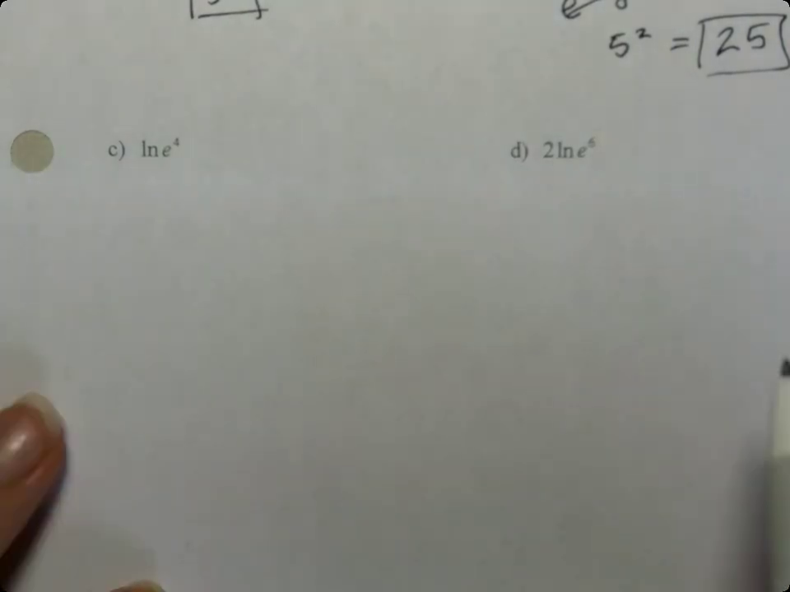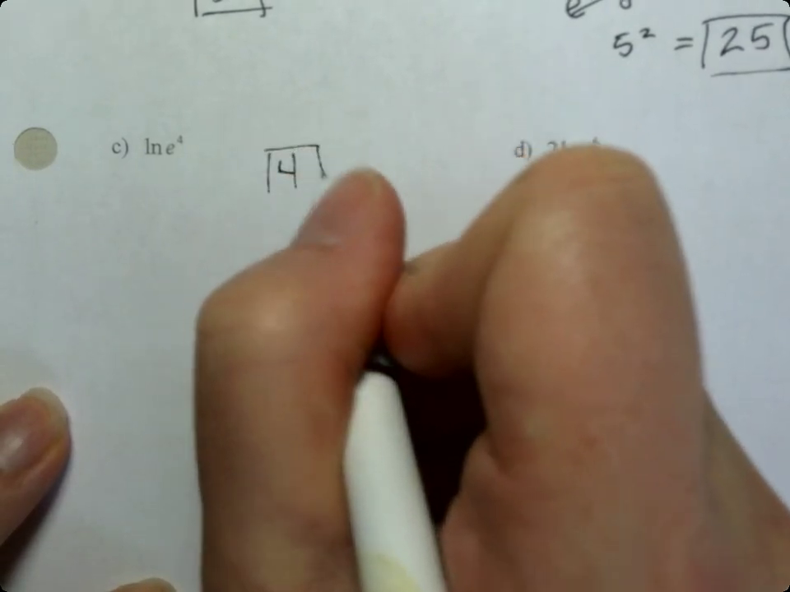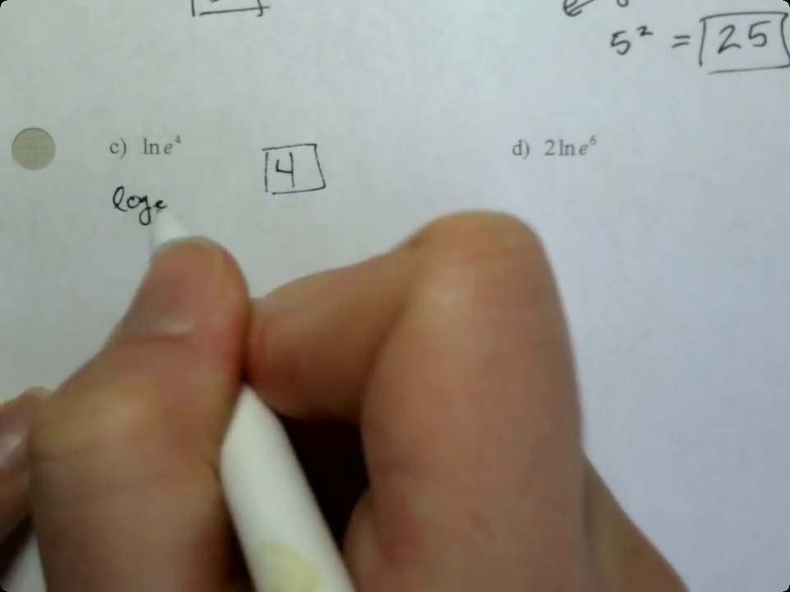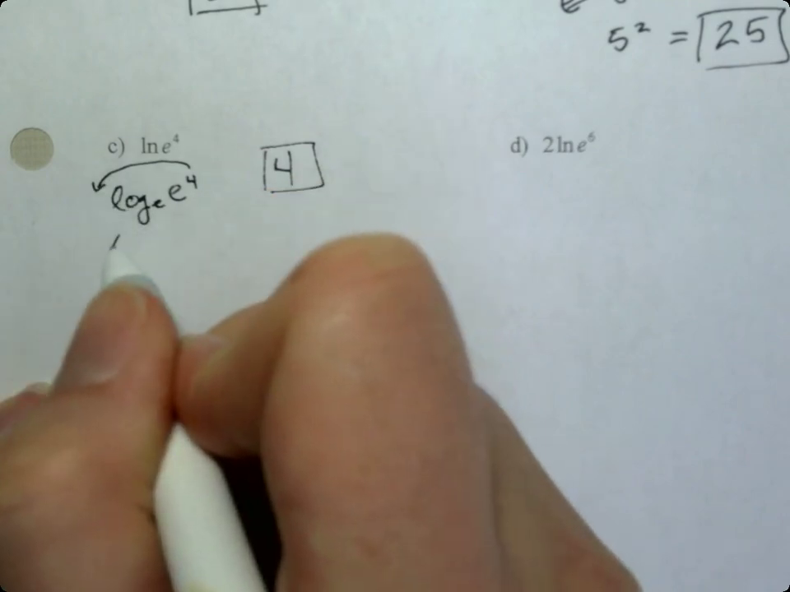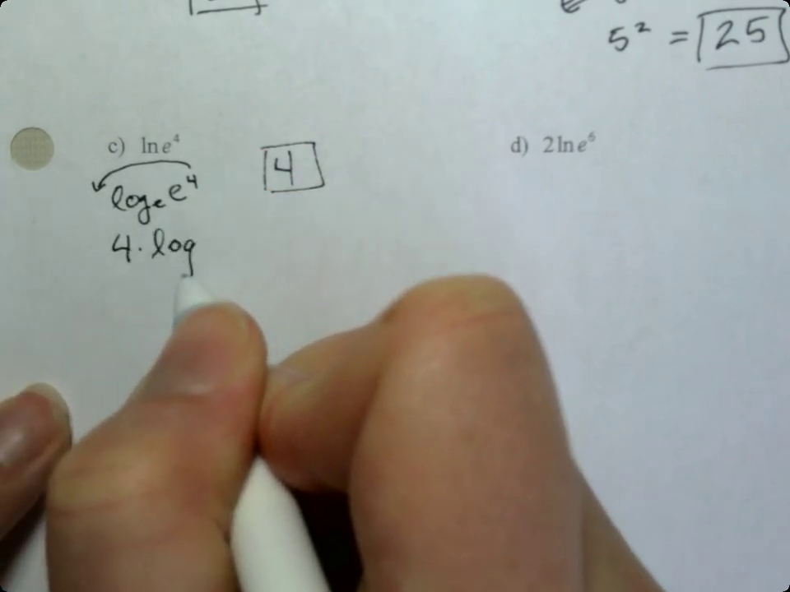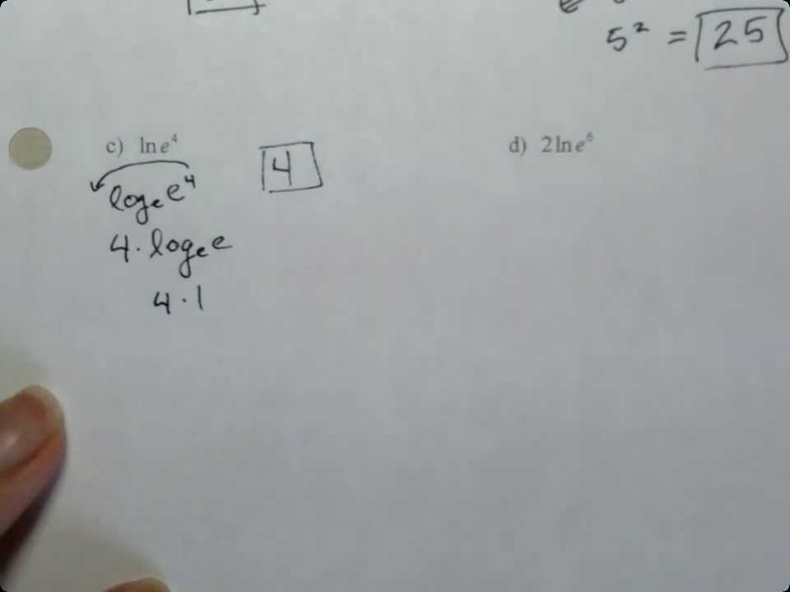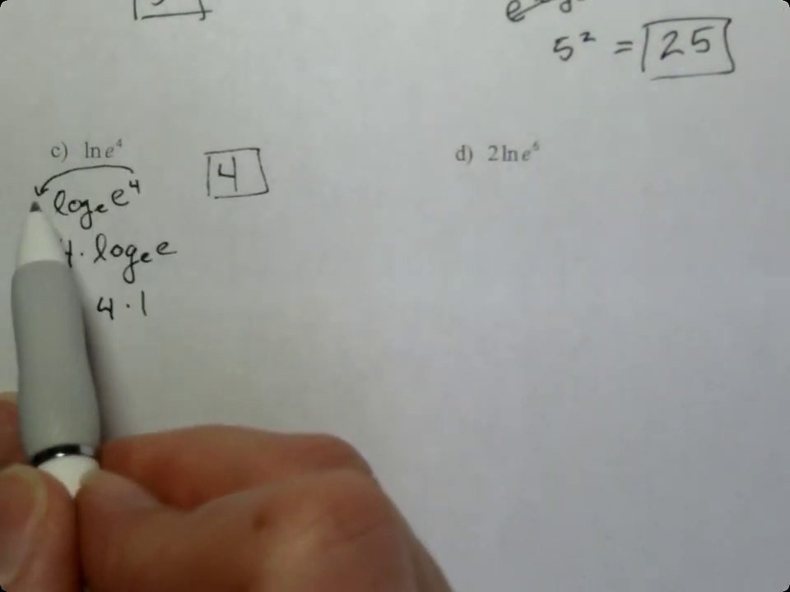All right, let's go over these. If you guys said the answer to this one is 4, you are 100% correct. If you want to think about this, it's the natural log of, or log base e of e to the 4th. That power property brings us out, so it's 4 times log base e of e, which is 4 times 1.